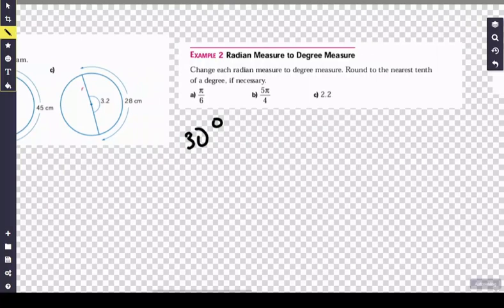And for B, since most of the time we don't write pi radians, we just write pi, we do 5 times 180 divided by 4. It's going to give us 225 degrees.